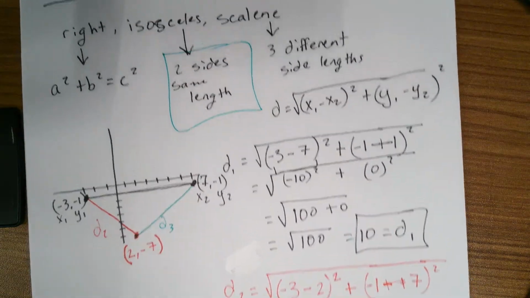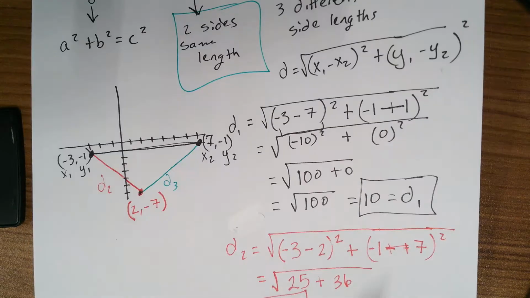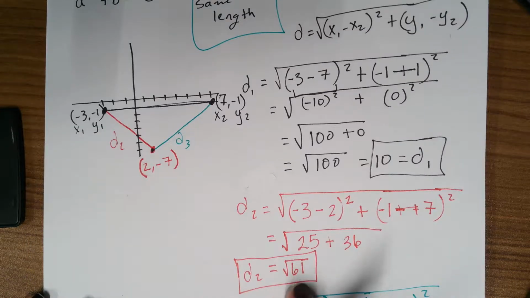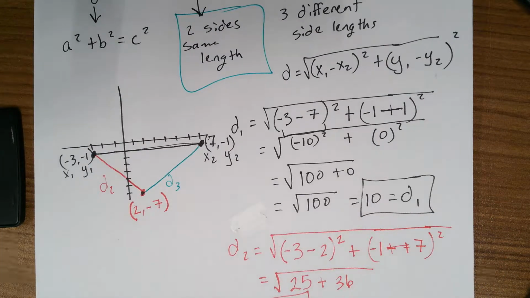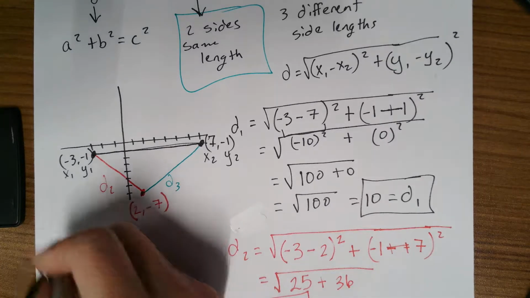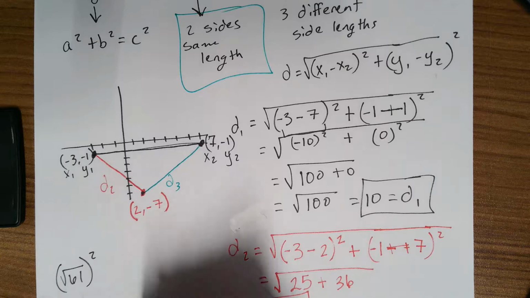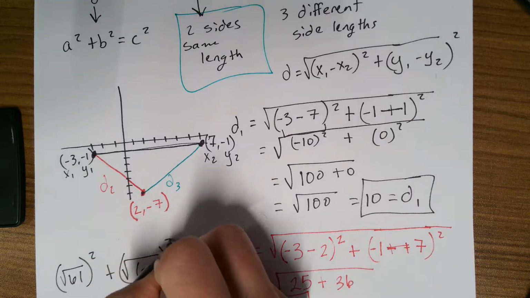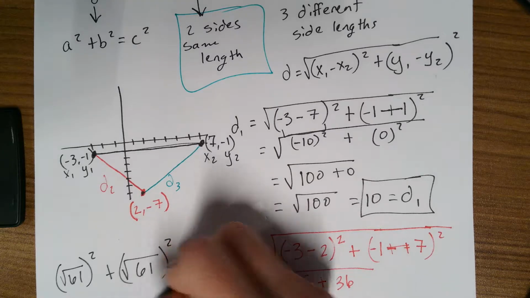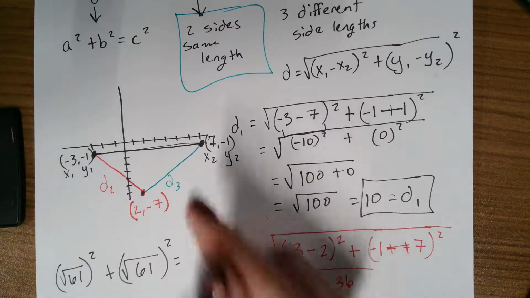So we'll set up a squared plus b squared equals c squared. You can put in your calculator the square root of 61 and see that's going to be like 7 point something. So our longest side is 10. So we'll have the square root of 61 squared, there's my a squared, plus the square root of 61 squared, there's my b squared, equals c, this is my longest side, so 10 squared.